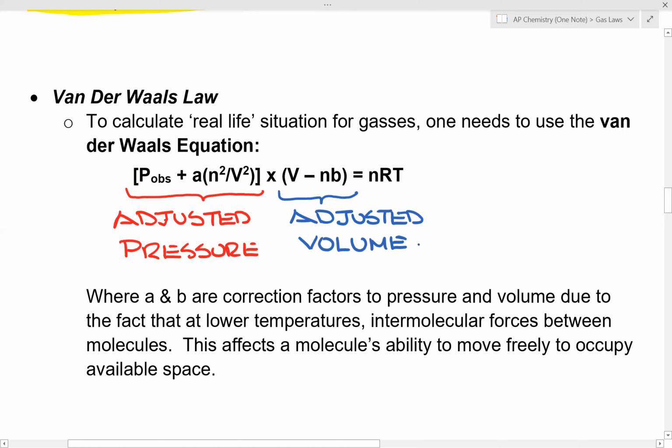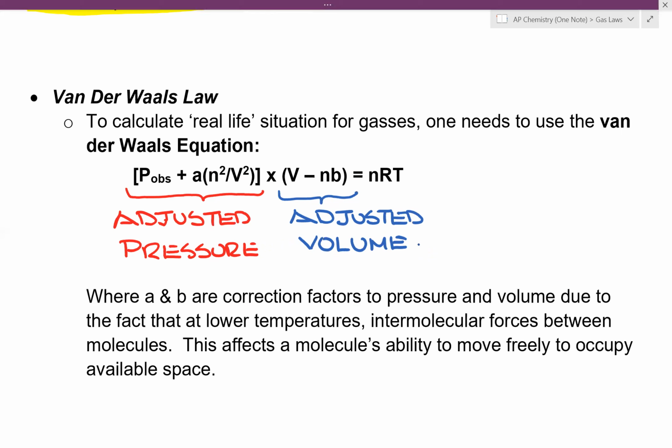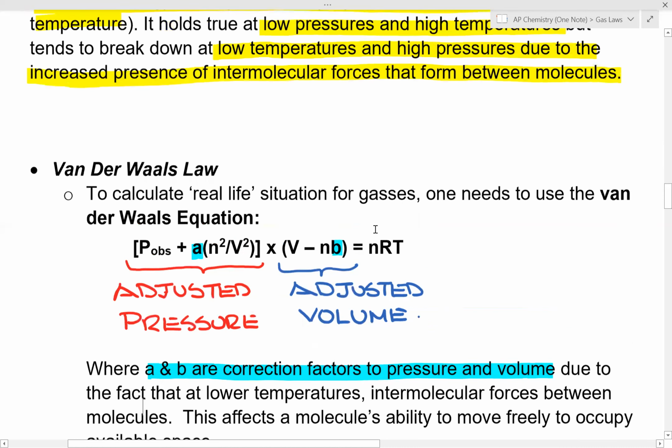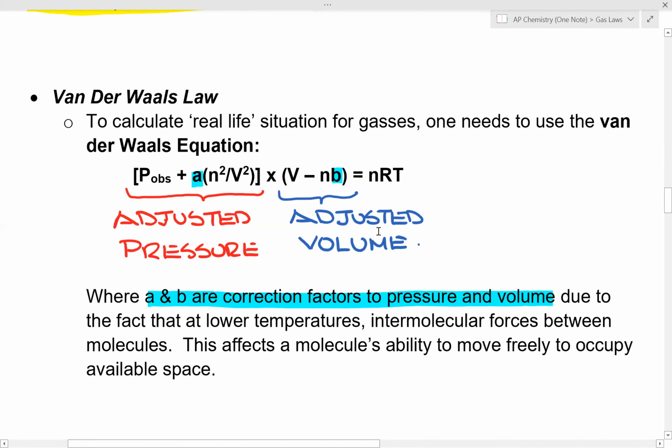Okay. Now, the N and the V that you see basically stand for moles and volume, but what are this new A and B? A and B are correction factors to pressure and volume due to the fact that at lower temperatures, intermolecular forces between the molecules exist. And this affects a molecule's ability to move freely to occupy available space. Now, you don't need to worry about this equation, but all you need to be aware of is the ideal gas law only occurs at high temperatures and low pressures because there's minimal to no intermolecular forces. But once the pressure gets too high or the temperature gets too low, intermolecular bonds start to form, and the ideal gas law starts to fall apart.